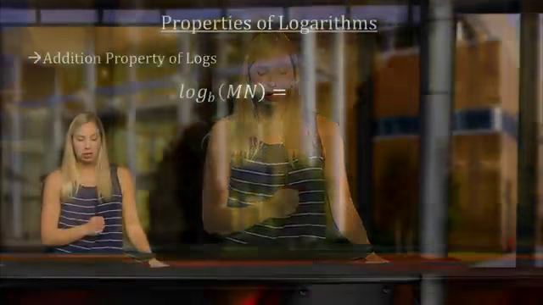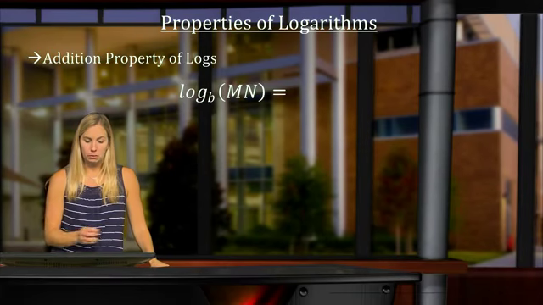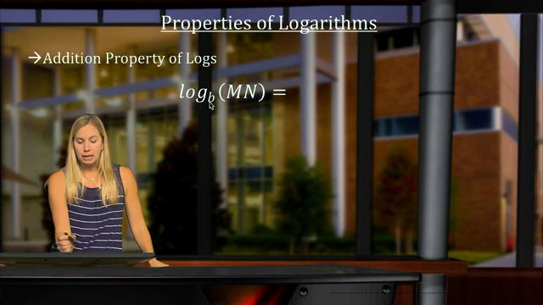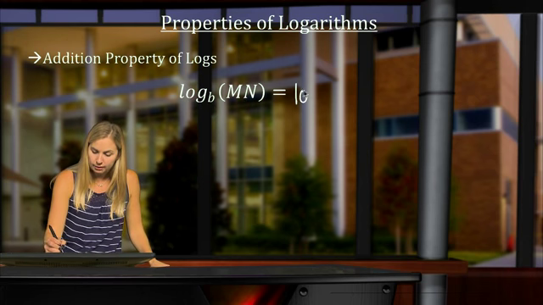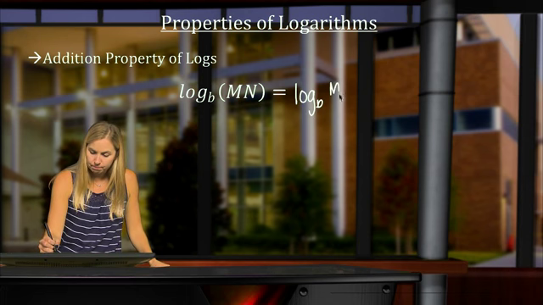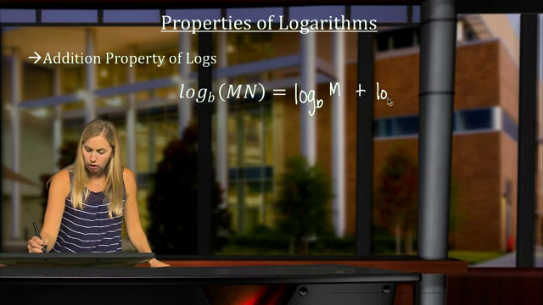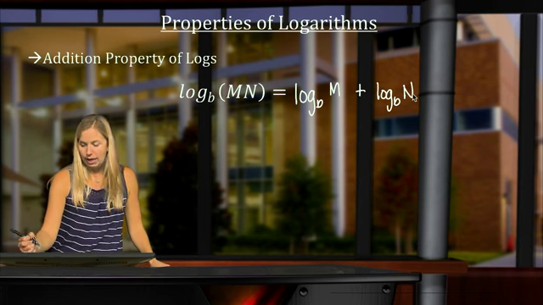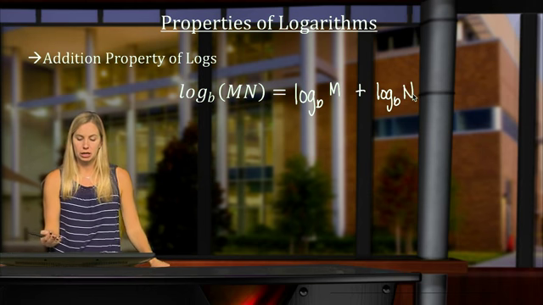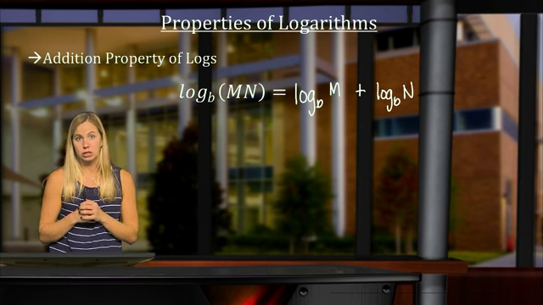Our first property is called the addition property of logarithms. If I've got log base b of m times n, this can be expanded as log base b of m plus log base b of n. And that's why it's called the addition property, because we're expanding that using addition.